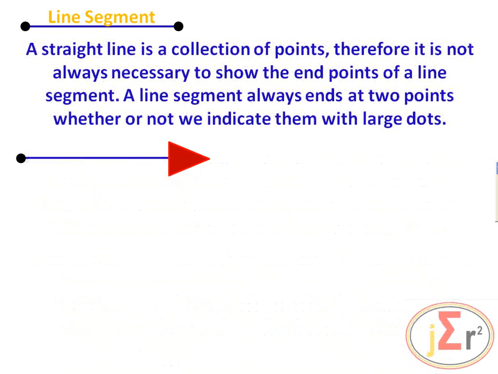A straight line is a collection of points. Therefore, it is not always necessary to show the endpoints of a line segment. A line segment always ends at 2 points, whether or not we indicate them with large dots. So if we do not show these large dots, because a line segment is a collection of points, the diagram is still representing a line segment.